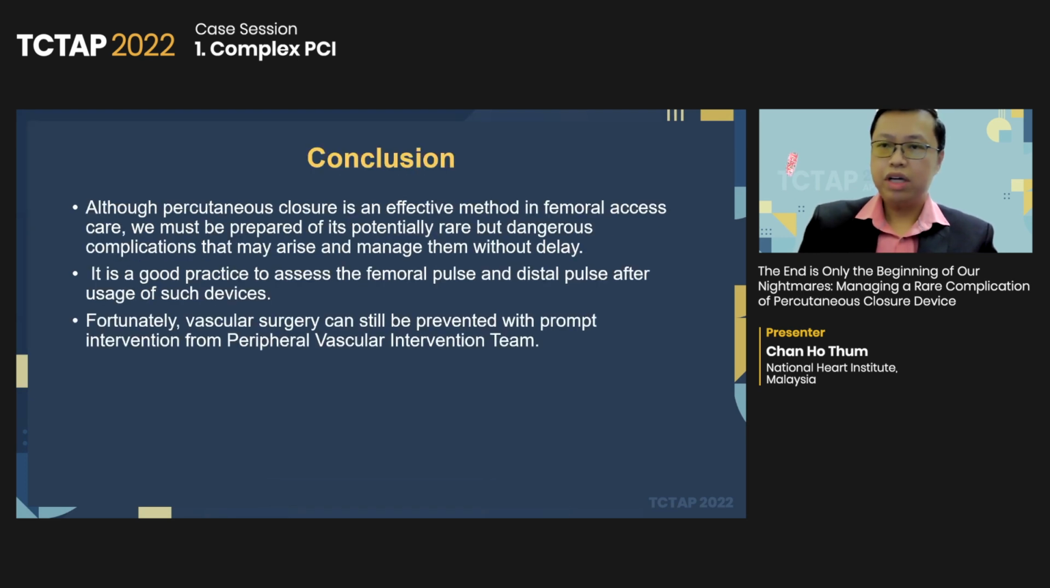So in conclusion, although a percutaneous closure device is an effective method in femoral closure, we must always be prepared for its potentially rare but dangerous complications that may arise and manage them promptly. It is good practice to assess the femoral pulse and distal pulse after usage of such devices. Fortunately, vascular surgery can still be prevented with prompt interventions from our peripheral vascular intervention team. That's about it. Thank you.